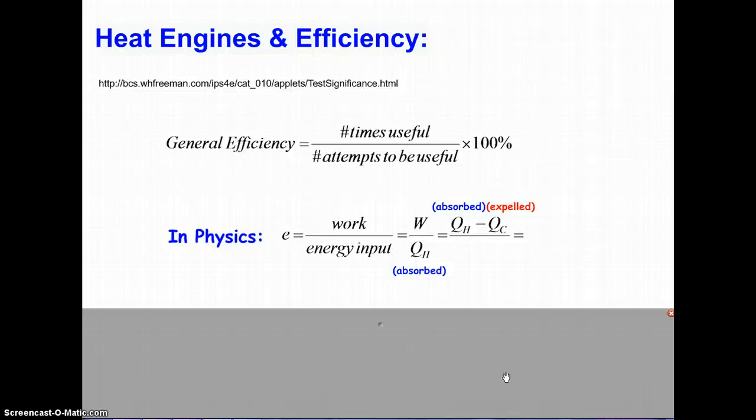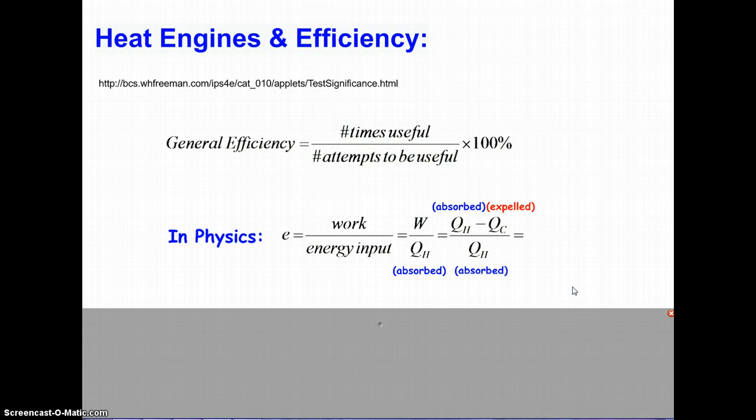Also included in that would be heat energy that is absorbed by the engine itself or lost to other sources. But all of that would be a QC value. And again, we would divide by QH there, which again is the energy absorbed from the hot reservoir. So again, another way to think about work is the amount of energy available to do work minus the amount of energy lost trying to do that work.